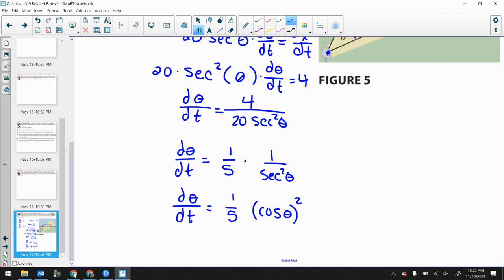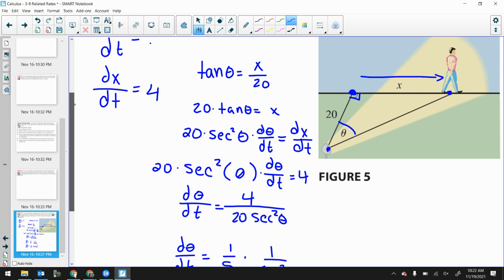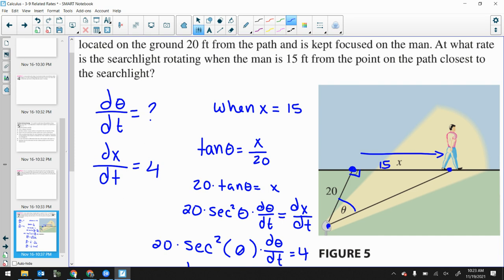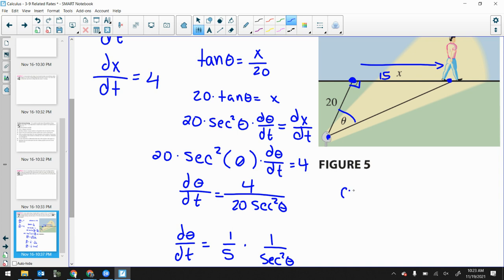Here's why I left theta in there. Because can we calculate what cosine of theta is? I don't actually even need to know what theta is, because I can calculate what cosine of theta is. Let's head back up to this picture here. Can I calculate what cosine is at the value when x is 15? Because that's the time that we're doing it at, when x is 15. Well, remember, cosine of theta is the adjacent divided by the hypotenuse. 20 over hypotenuse. Can we calculate what the hypotenuse is?